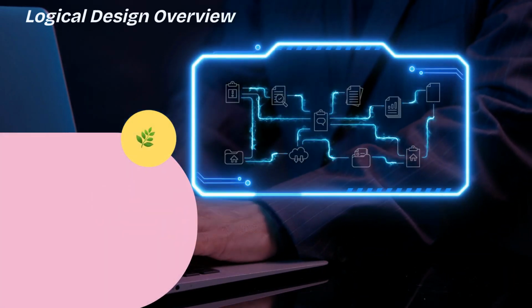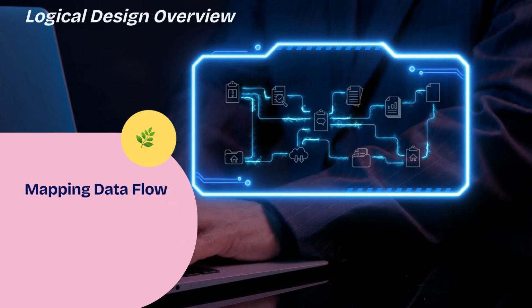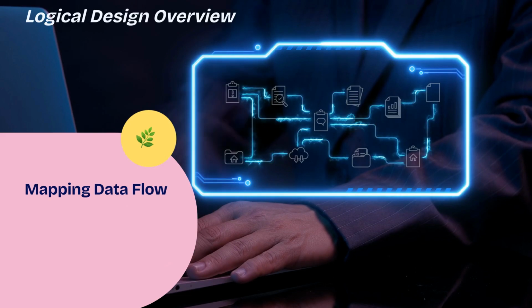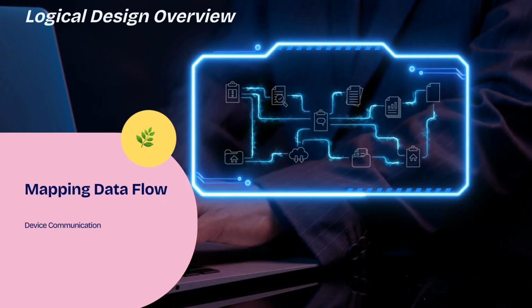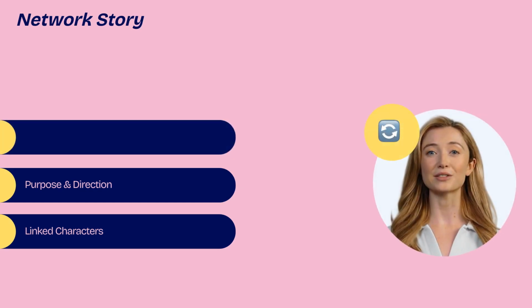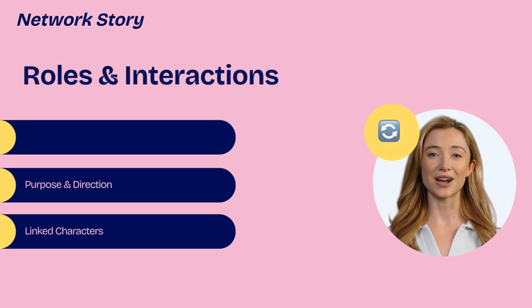Let's break this down a bit more. When we talk about logical design, we're mapping out how data should flow through our network. Each device, be it a workstation, server, or even a printer, has its place. They all need to communicate, but how? That's what we're figuring out. Think of each device as a character in a story. They have roles, they interact, and together they achieve something. In our network story, these characters are linked by pathways of data, each with its own purpose and direction.